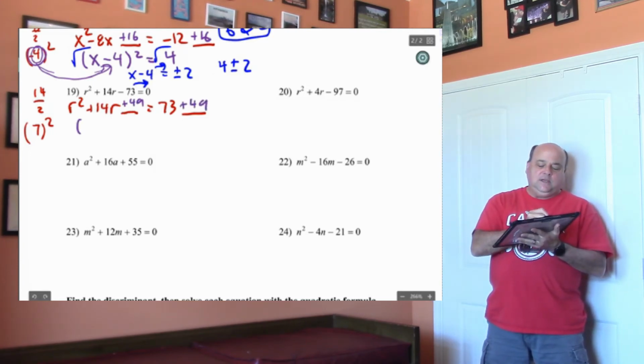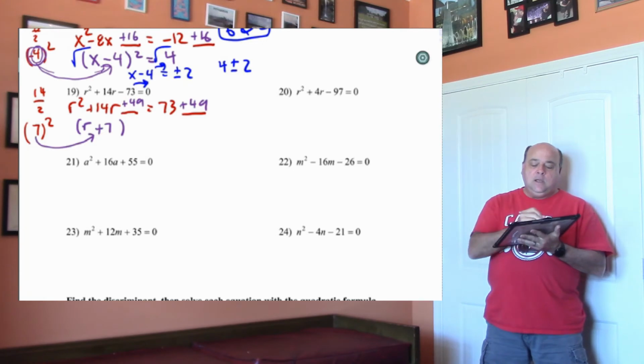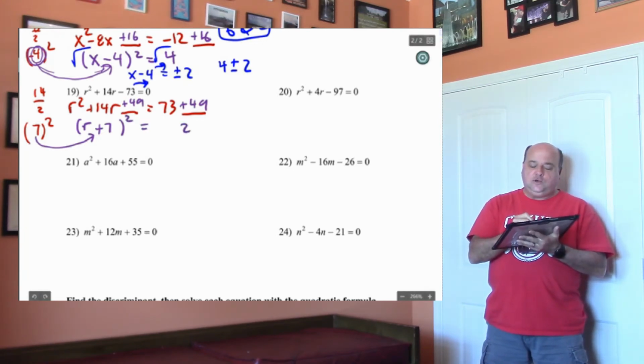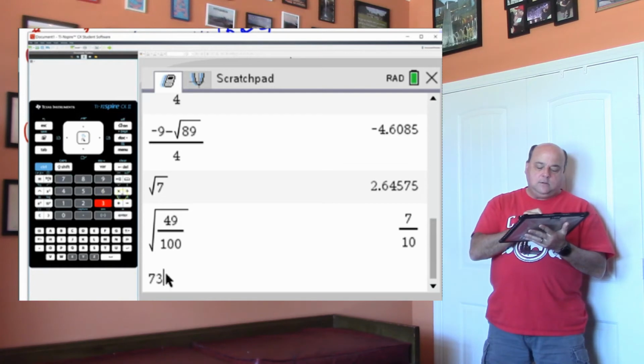Okay. Now then, this over here is a perfect square. It's going to be r, and this number will go right here every time. Okay. Then this will be squared equals 73 plus 49 is... 122. Let me make sure that's right. 73 plus 49.